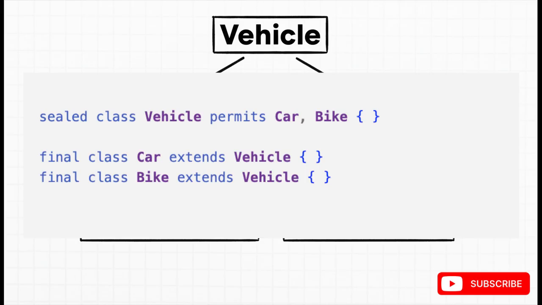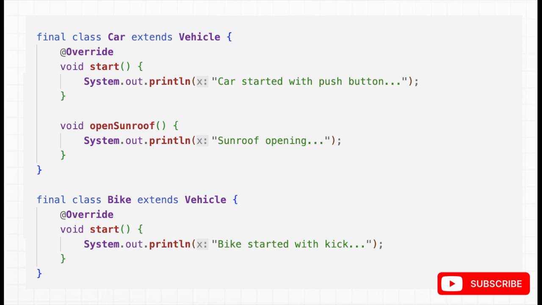Both Car and Bike extend Vehicle, just like they were told, but look closer. Each one brings its own flavor to the start method. The car has a fancy push-button start. The bike has a good old-fashioned kickstart. So they share that Vehicle DNA, but they absolutely keep their own unique personalities.